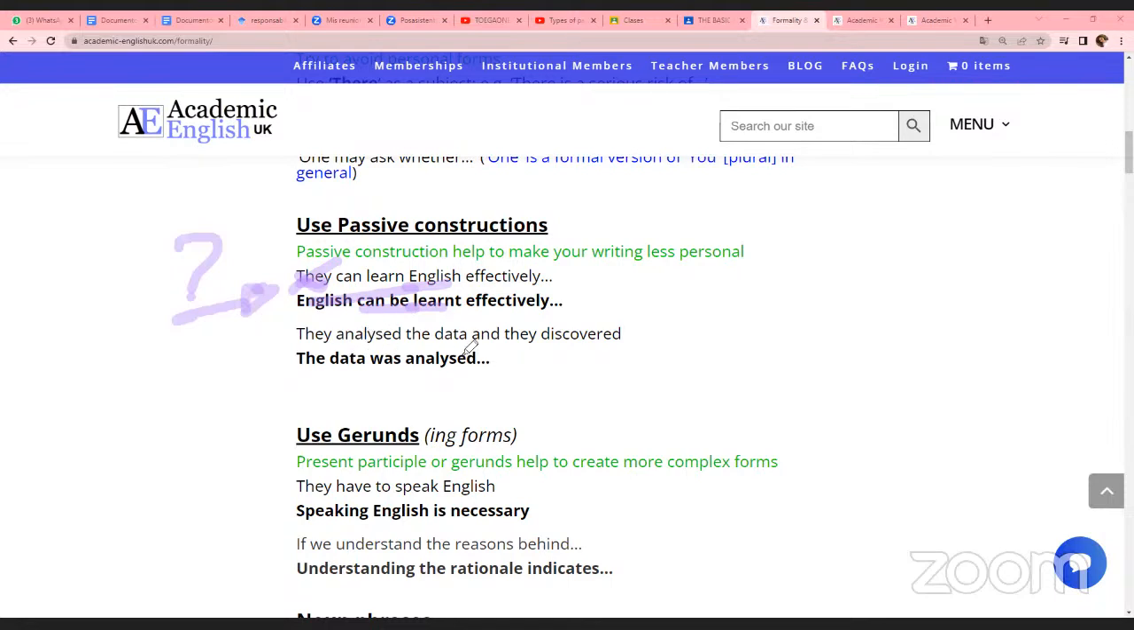They analyze the data and they discover the data was analyzed. Sorry, was analyzed.